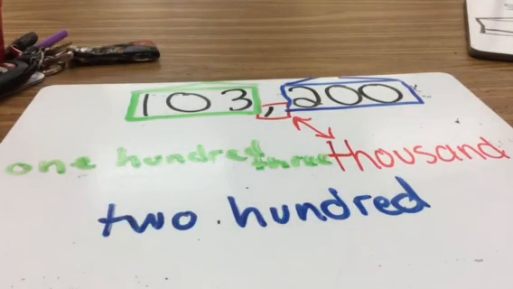103,200. And that's how we do word form. Just remember, break it into chunks. Look for the comma or the word thousand, and then do before the word thousand and after the word thousand.